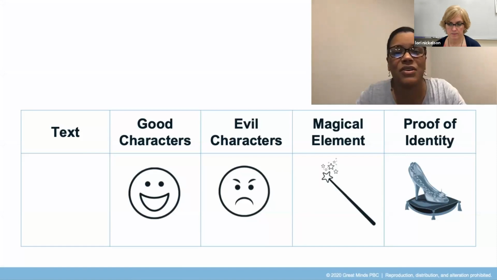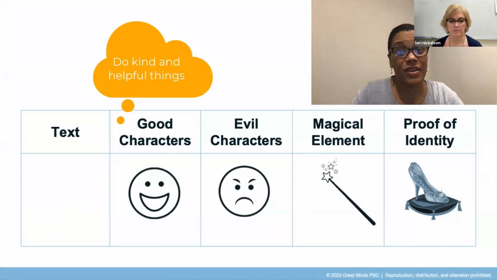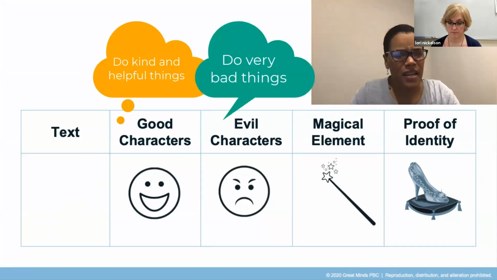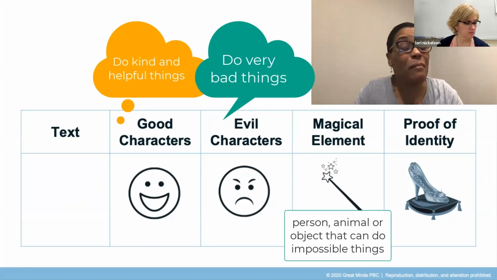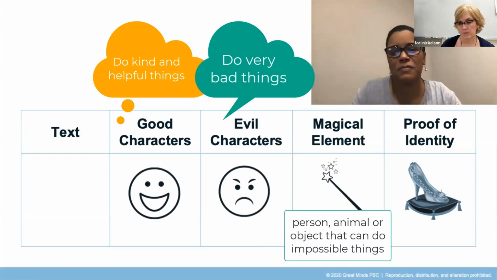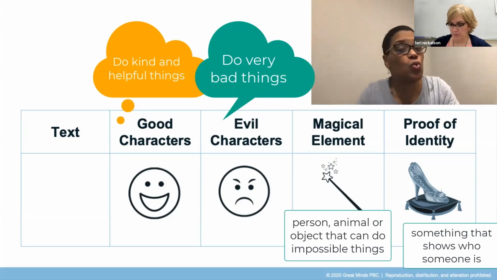Now, there are certain elements that are in all Cinderella stories. Take a look at the chart on your screen. This is an elements of Cinderella stories chart. Let's review those elements. Good characters are characters who do kind and helpful things. Evil characters are characters who do very bad things. Magical element. Now, a magical element is a magical person, animal, or object that can do impossible or improbable things. And lastly, proof of identity. Proof of identity is something that shows who someone is.